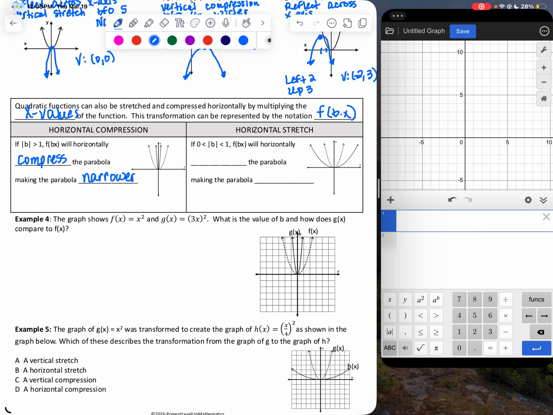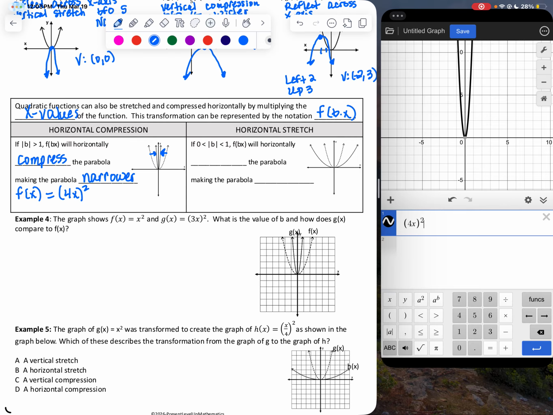So, for an example of this, if your b value is greater than 1, let's say you had f of x equals (4x) squared. Let me show you what that would look like. (4x) squared. You would get a very narrow parabola, because what's happening here is your x values, we draw an arrow, they are compressing in, making the parabola appear narrow.